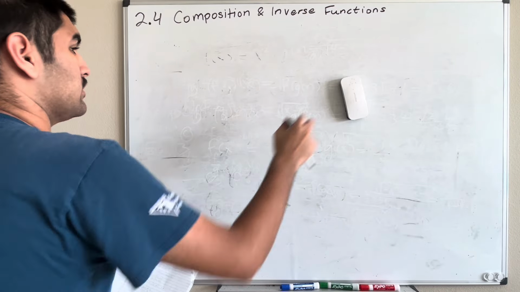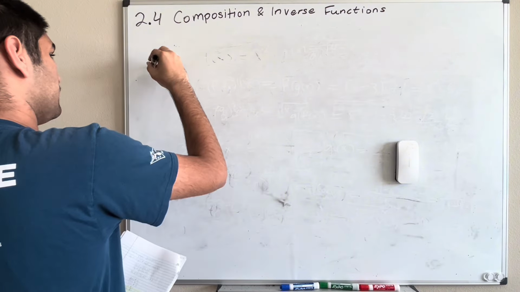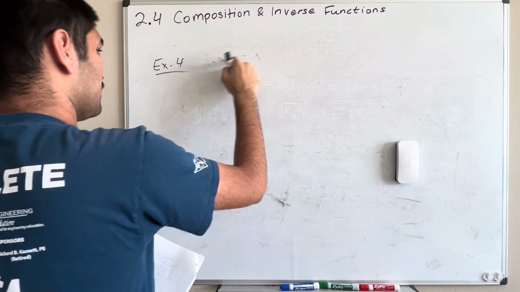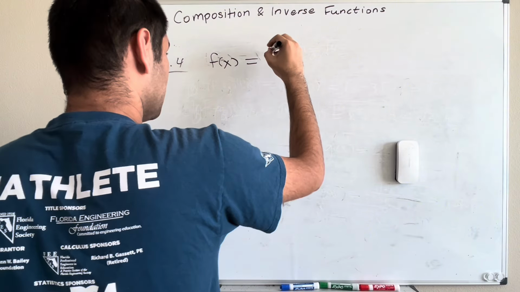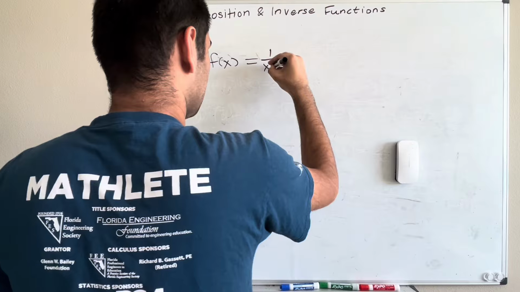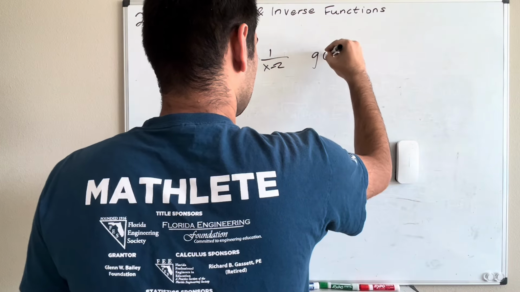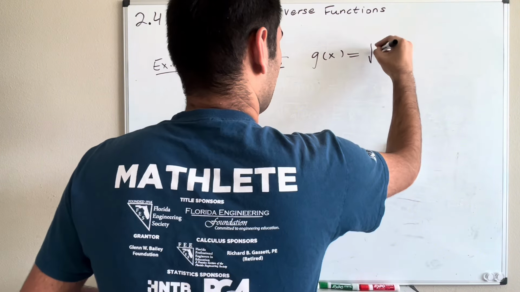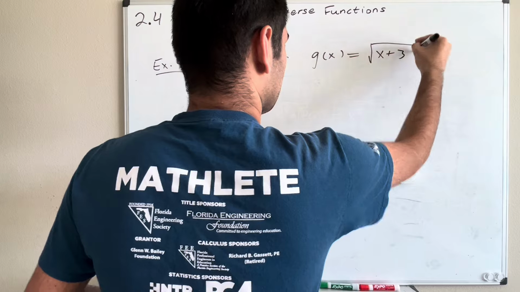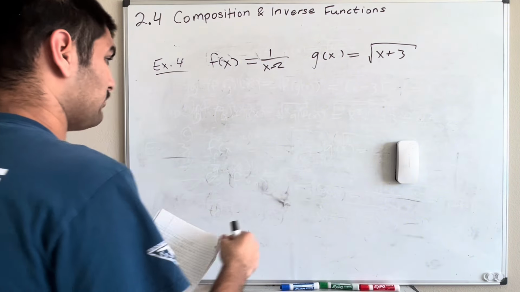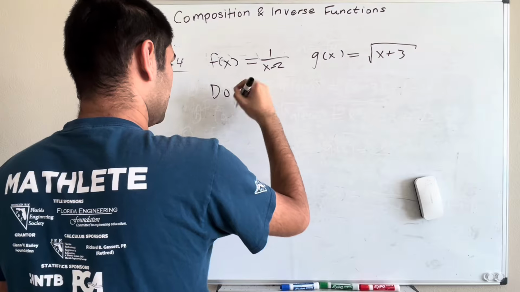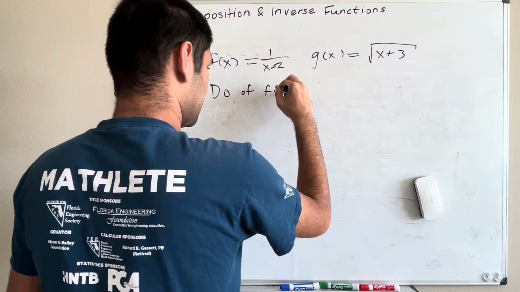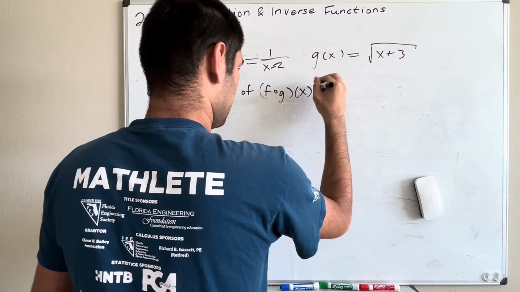So let's say, example 4. Let's say we have some function f of x is equal to 1 over x minus 2, and g of x is equal to the square root of x plus 2. And we want to find what is the domain of f of g of x.